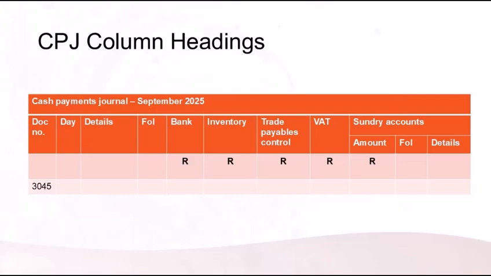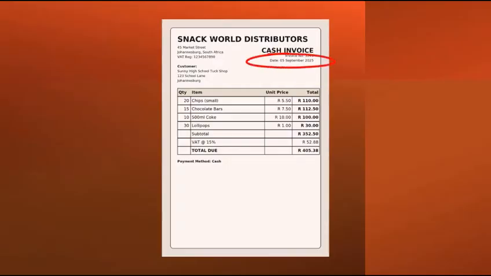So let's go back to our cash invoice. Directly under our invoice number, we see date 5 September 2025. So that is the information we need for our day column. So let's go back to our cash payments journal.